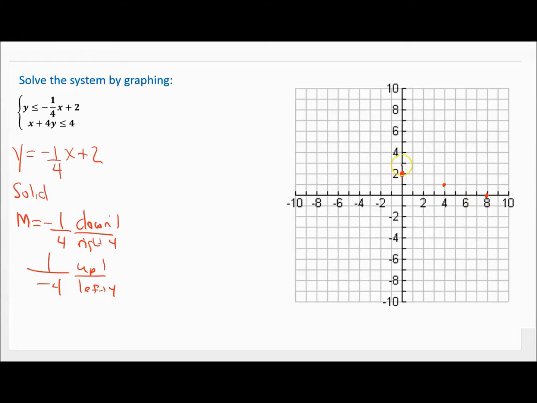Or I could go up 1 and left 1, 2, 3, 4. I could do it again. Up 1, 1, 2, 3, 4. There we go. And then I connect that as a solid line, which means all the points on that line are part of my answer.